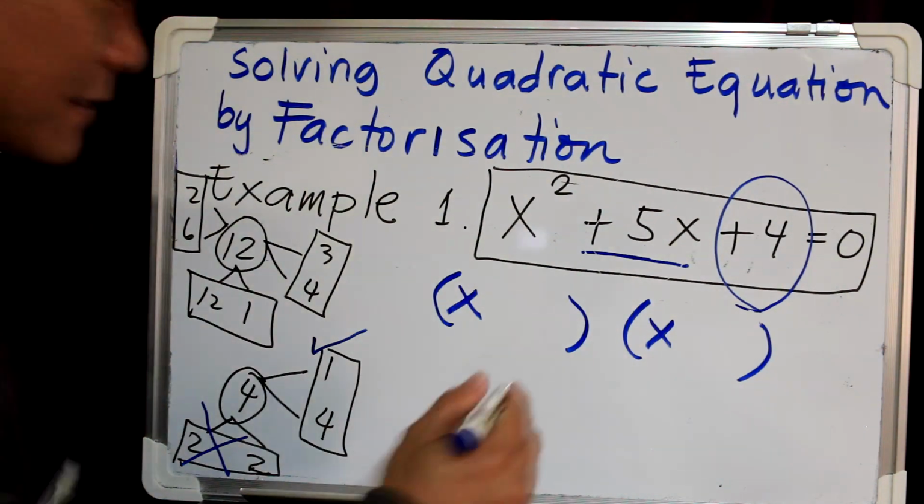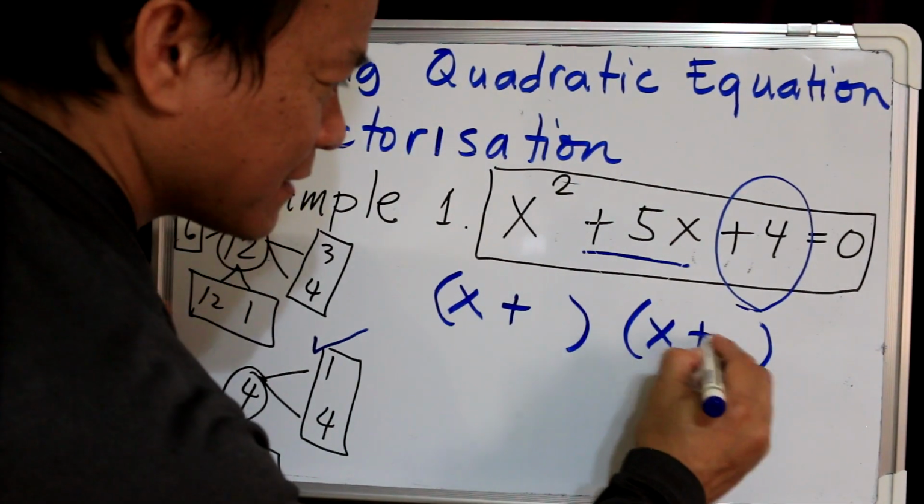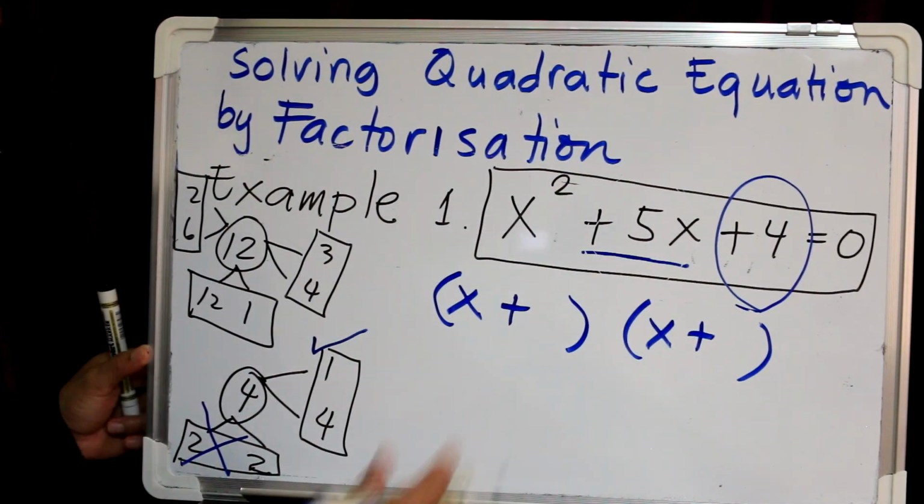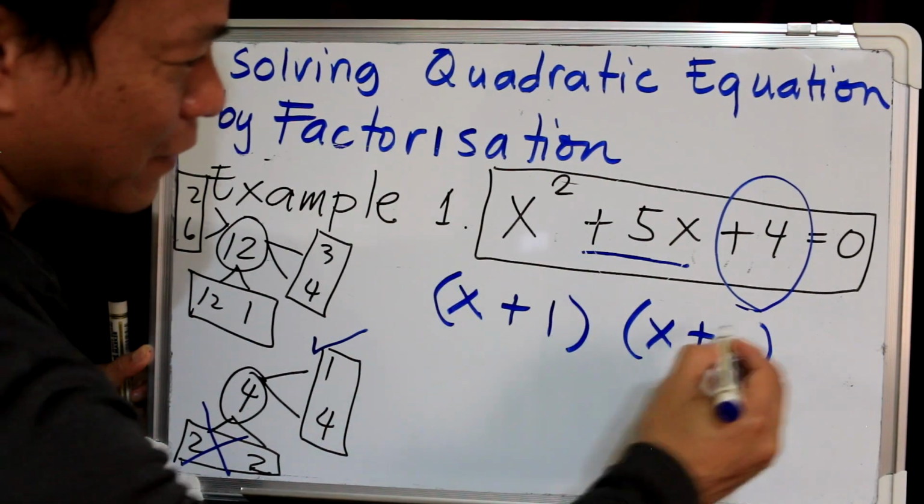So we will write plus here and plus here. Why all plus? Because this is all positive. So either way, you can write 1 and 4.